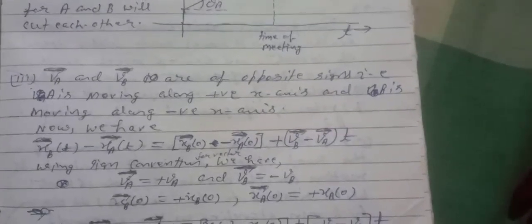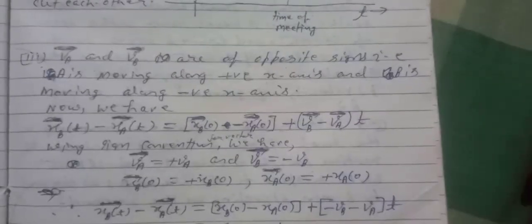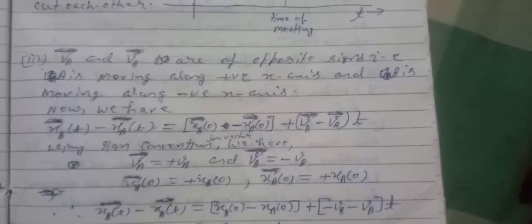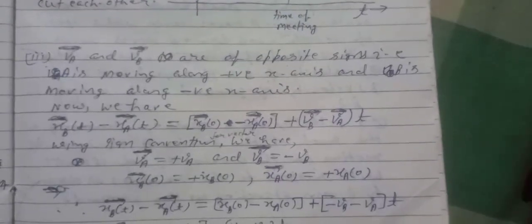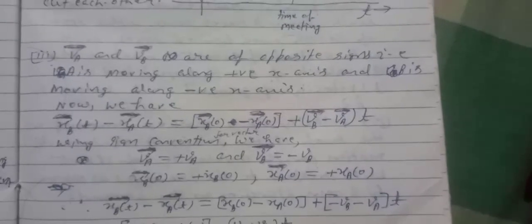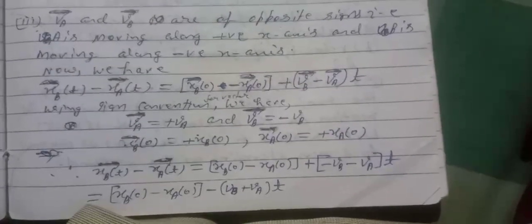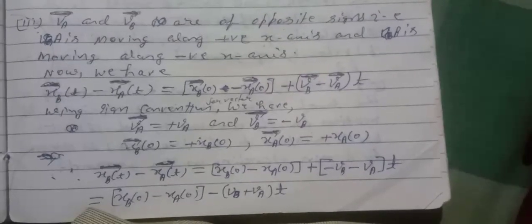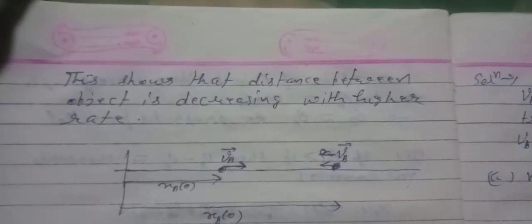Third, VA and VB are of opposite sign, that is, A is moving along the positive x-axis and B is moving along the negative x-axis. Now we have XBT minus XAT equals XB0 minus XA0 plus VB minus VA into T. Using sign convention for vectors, we have VA equal to plus VA and VB equals minus VB, and XB0 equals plus XB0, XA0 equals plus XA0. Hence, XBT minus XAT equals XB0 minus XA0 minus of the bracket VB plus VA into T. This shows that the distance between the objects is decreasing at a higher rate.